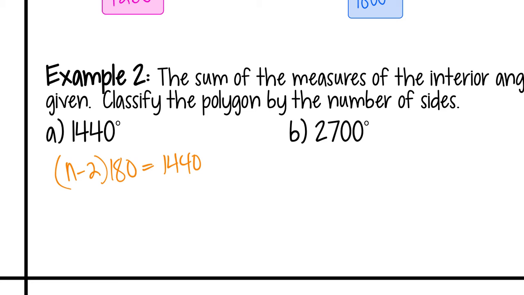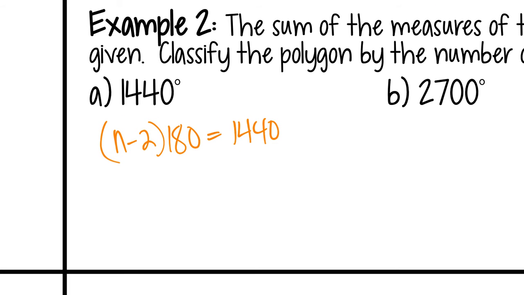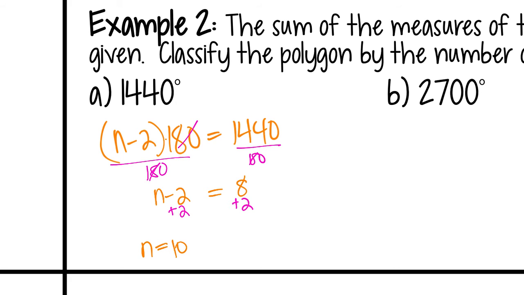So this takes 2 steps to solve. Since the n - 2 is being multiplied by 180, we're going to divide both sides by 180 to cancel that out, which now gives us n - 2 is equal to 8. Then we would add 2 to both sides, and we get that n equals 10. So this shape that has a total of 1,440 degrees is a shape that has 10 sides. So just for the vocabulary, we call this a decagon.